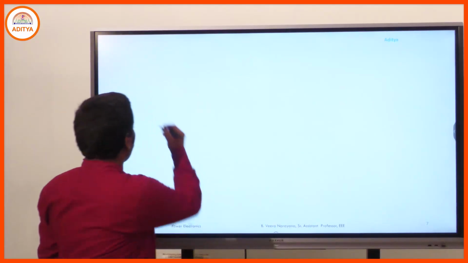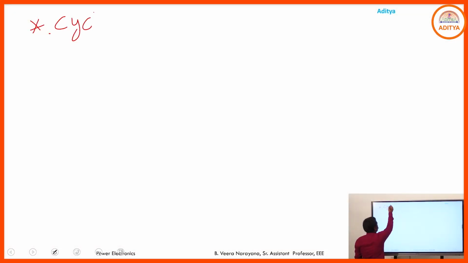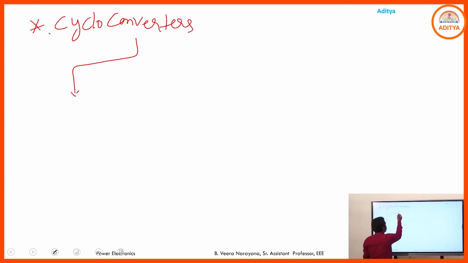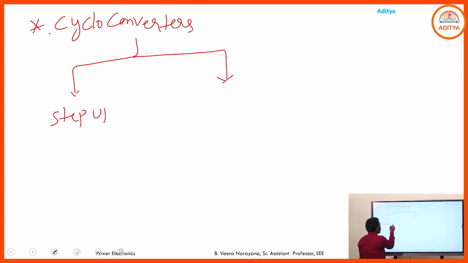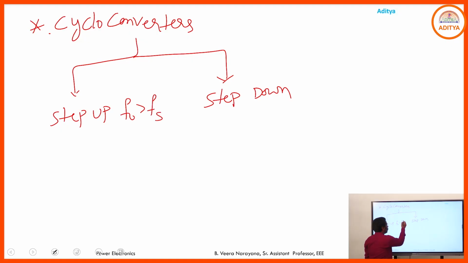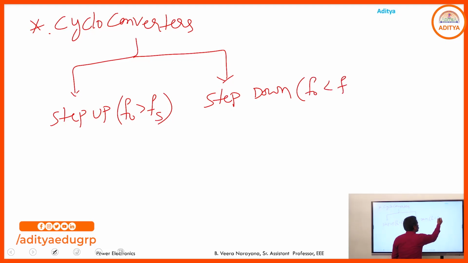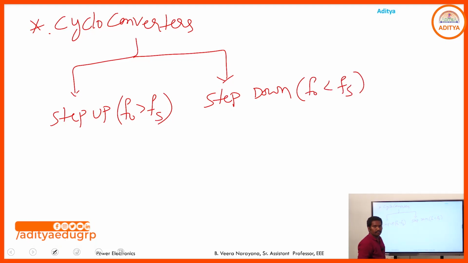Depending on the frequency level, the cycloconverters are mainly classified into two types. Those are, first one, step-up cycloconverter, and second one, step-down cycloconverter. In the step-up cycloconverter, the output frequency is greater than the source frequency. And in the step-down cycloconverter, the output frequency is less than the source frequency. Depending upon the frequency level, we classify as either step-up cycloconverter or step-down cycloconverter.